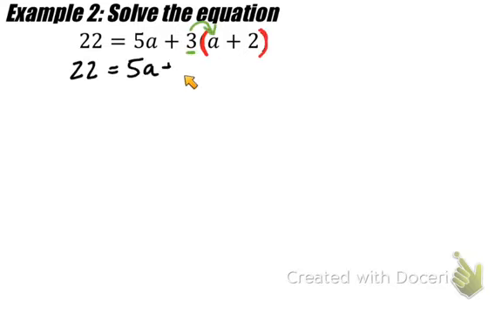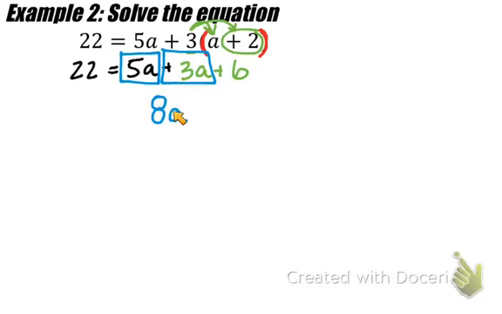So let's write down 22 equals 5a plus 3a. That's when we distribute the 3 to the first term. And then we also have to distribute the 3 to the second term, plus 2, so we get 3 times positive 2, which is plus 6. Now looking at our current equation, 22 equals 5a plus 3a plus 6, do you see any like terms? I think I'm pointing to them. So let's combine our two like terms, 5a and 3a, to get 8a. Write down the rest of the equation, 22 equals 8a now, plus 6.